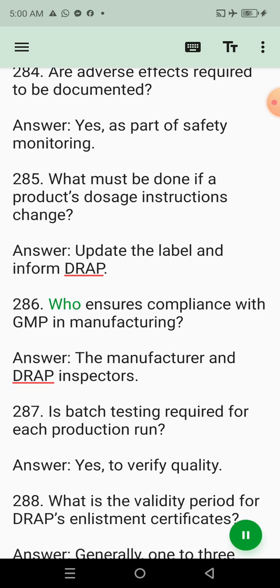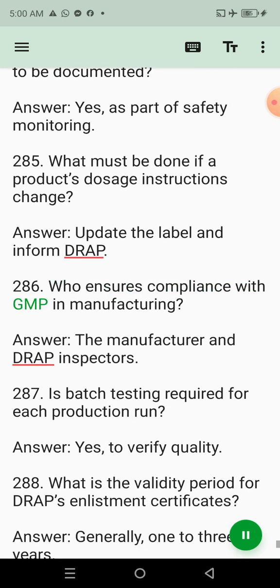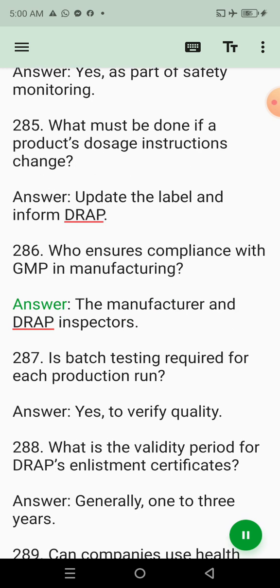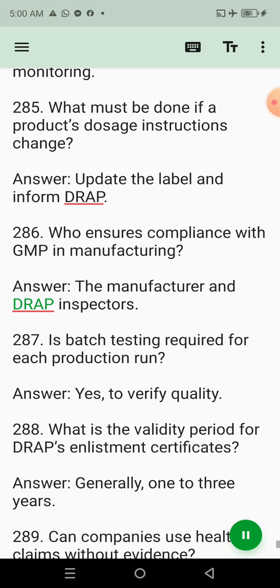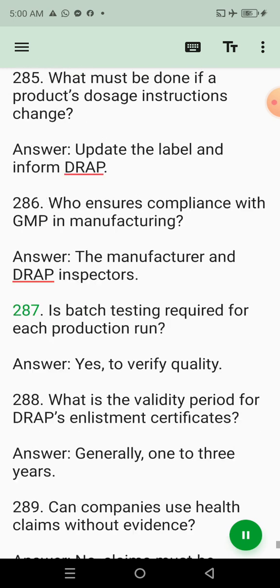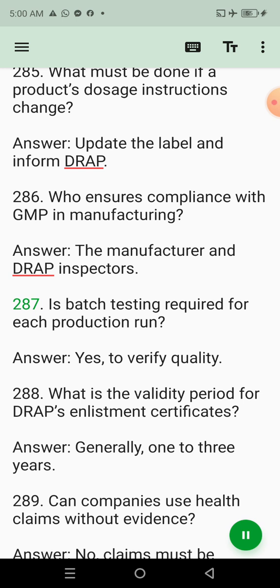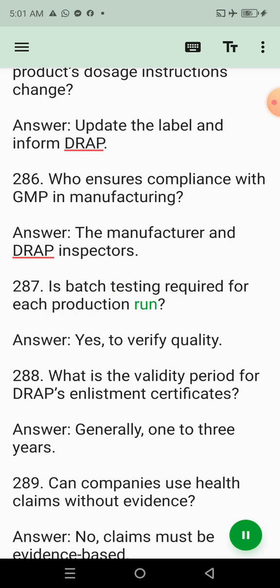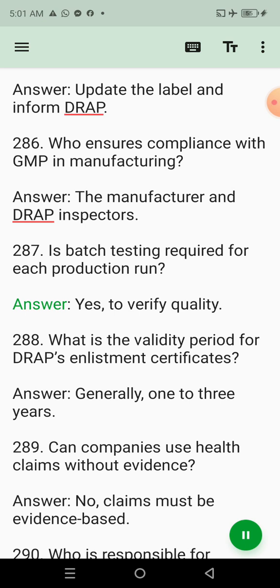286. Who ensures compliance with GMP in manufacturing? Answer: The manufacturer and DRAP inspectors. 287. Is batch testing required for each production run? Answer: Yes, to verify quality.